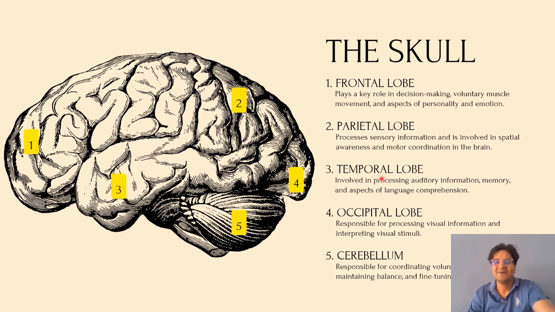Then we have the temporal lobe, involved in processing auditory information. When we hear, it is responsible, along with aspects of language comprehension. Then the fourth is the occipital lobe, responsible for processing visual information and interpreting visual stimuli, like when we watch something. The last we have is the cerebellum, responsible for coordinating voluntary movements, maintaining balance, and fine tuning.